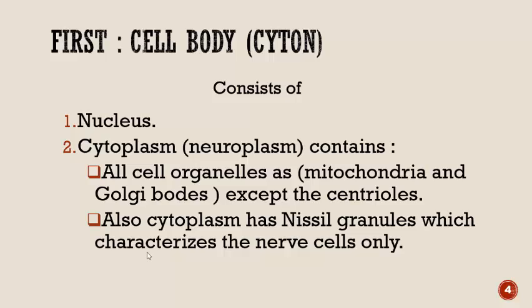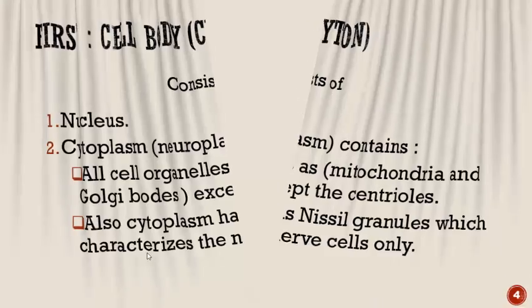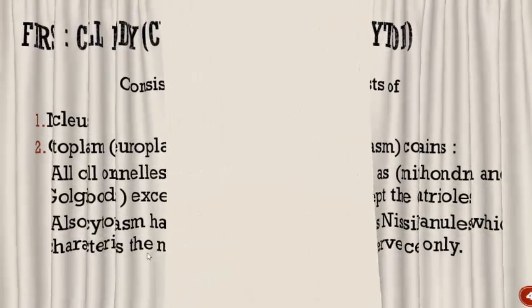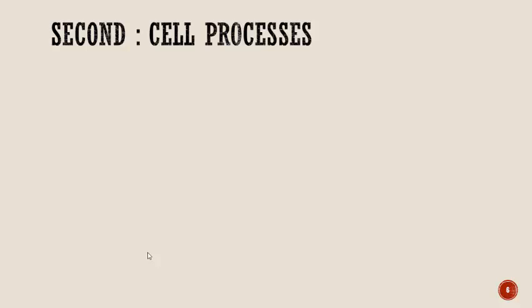Also, you can find inside the cytoplasm very important granules which exist only in the nerve cell or the neuron, which are called Nissl granules. And scientists thought that these Nissl granules store food for the nerve cell, and are only found inside the nerve cell. Now the second part of the neuron or the nerve cell is the cell process.